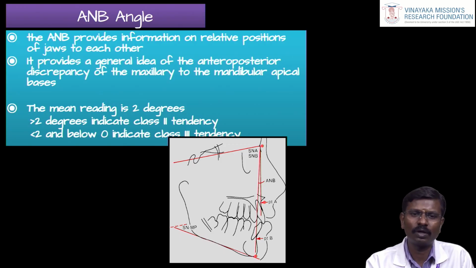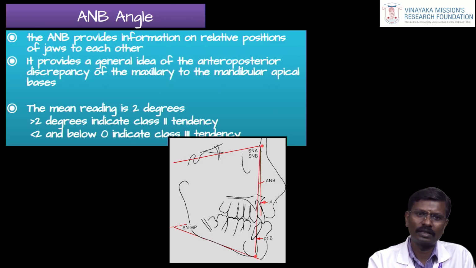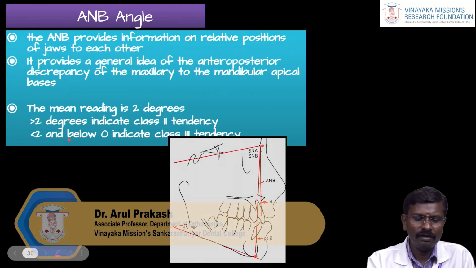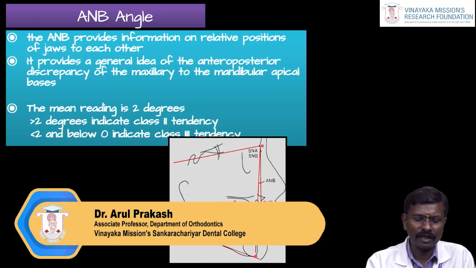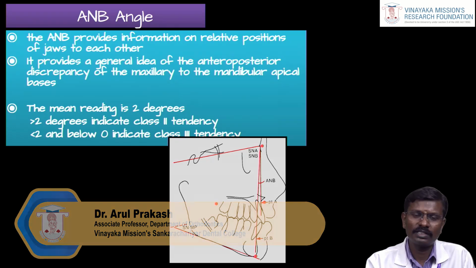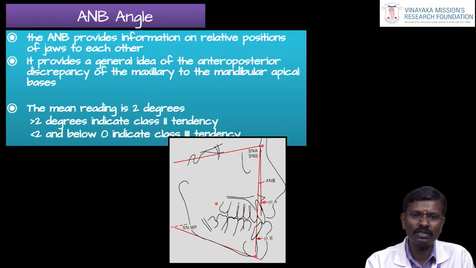In some cases you can see only the maxilla is prognathic with a normal mandible. In some cases you can see a normal maxilla and a retrognathic mandible. In some cases you can see both a prognathic maxilla and a retrognathic mandible. In the same way, for a class 3 tendency, you will get less than 2 degrees or 0. So this shows that it's a skeletal class 3 patient due to a retrognathic maxilla or prognathic mandible, or a normal maxilla with a prognathic mandible, or a combination of both.